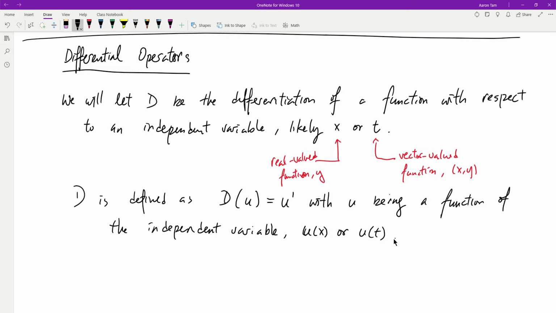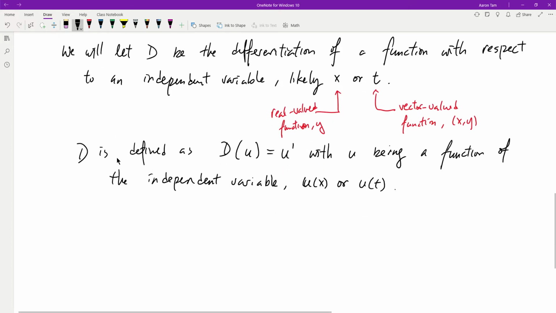So such as u of x, or likely to be u of t. So basically what does d do is that d simply forms the derivative, or basically indicates that you're looking for the derivative. So we can now define some examples of differential operators. Okay? But before we do some differential operators, do recall the following.